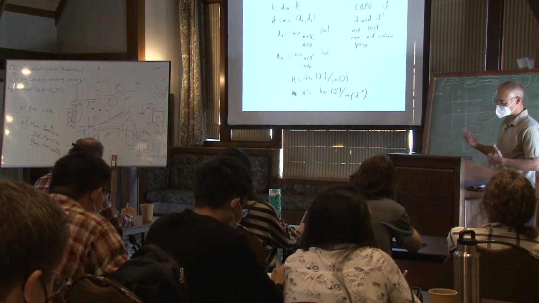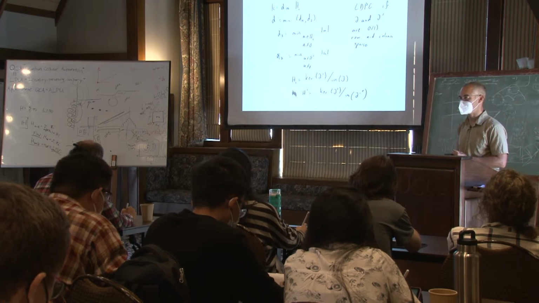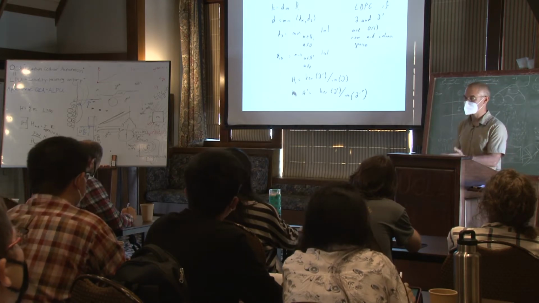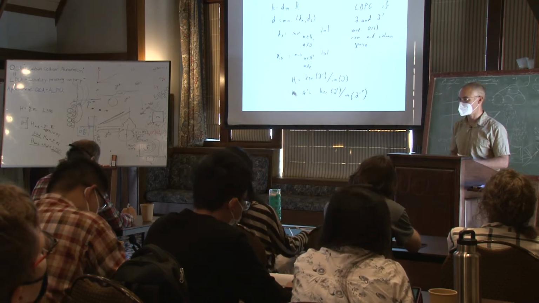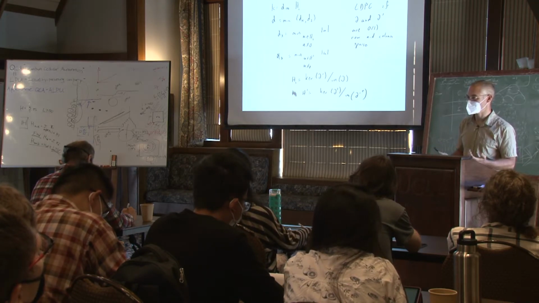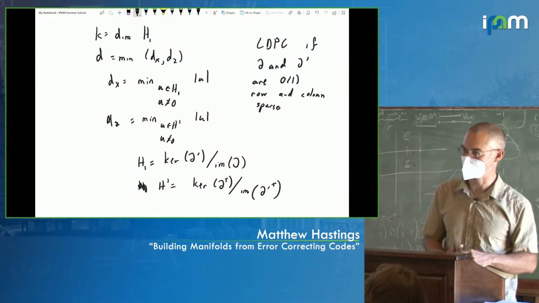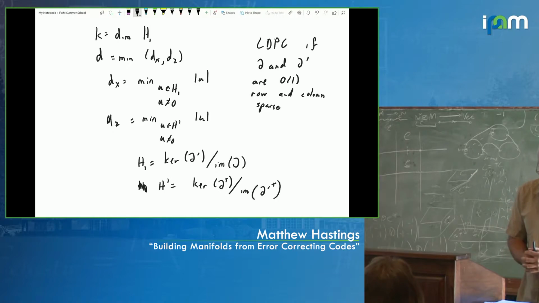So the homology and the cohomology of this. Yeah, it's just a fancy way to say the ones that don't violate any of the x checks modulo the ones that are in the z checks. And the other H1 is just everything reversed, like reverse all the directions of the maps.